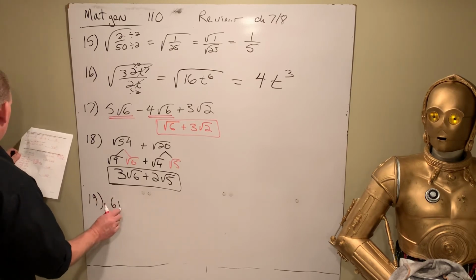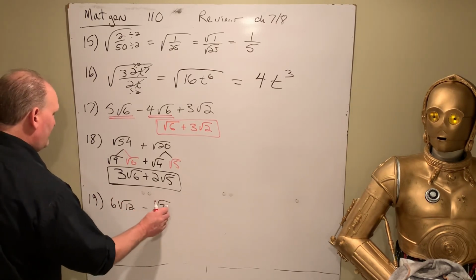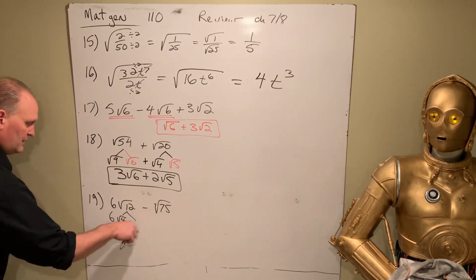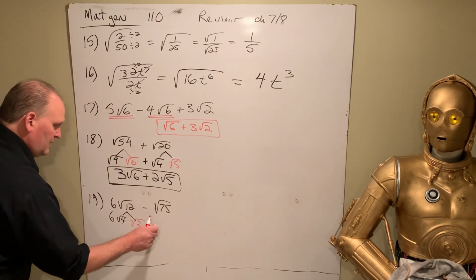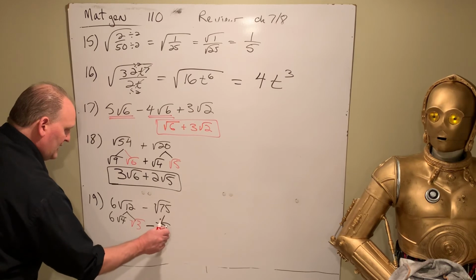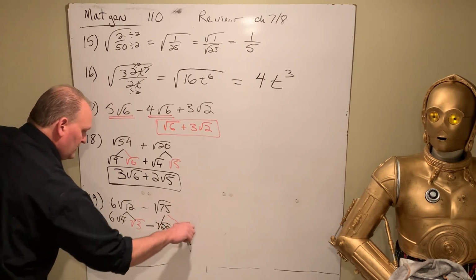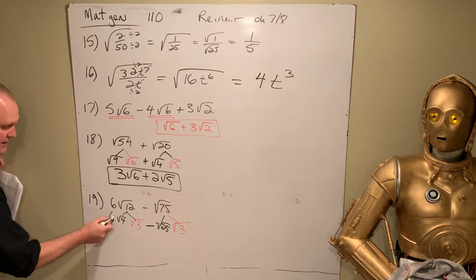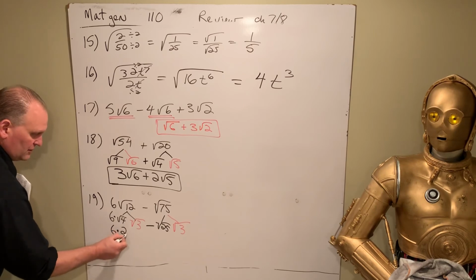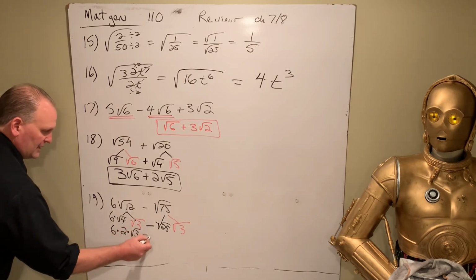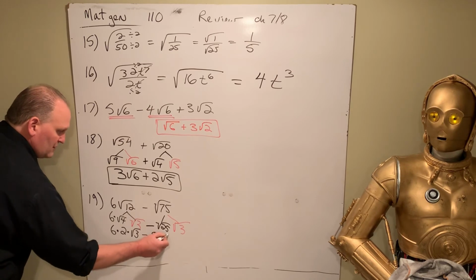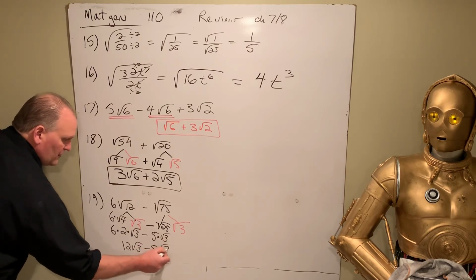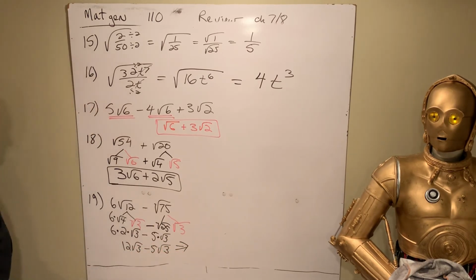19, 6 square roots of 12 minus the square root of 75. This one is a little better. You get 4, and then the leftover is 3, and you get 25, and the leftover is 3. And so now look, we got 6 times 2 times the square root of 3 minus 5 times the square root of 3. So that is 12 square roots of 3 minus 5 square roots of 3, which is equal to, what, 7 square roots of 3.